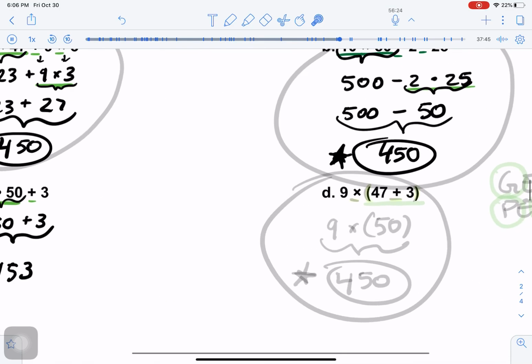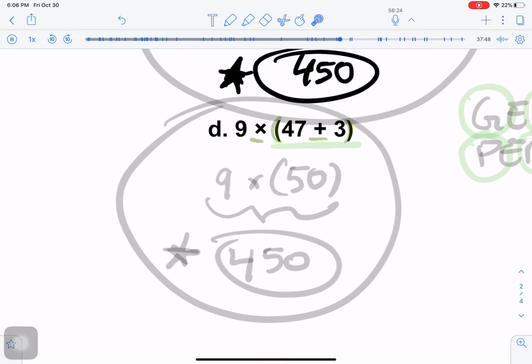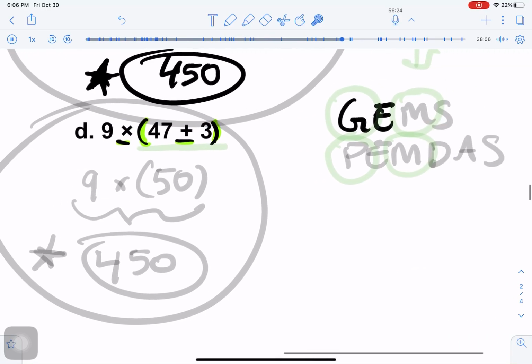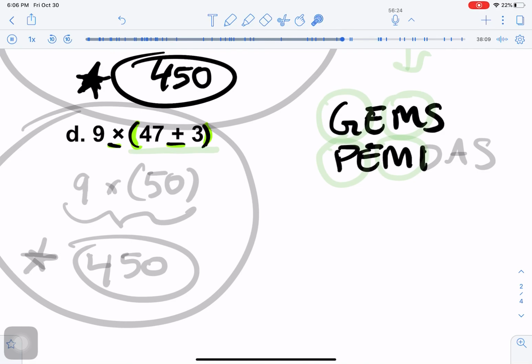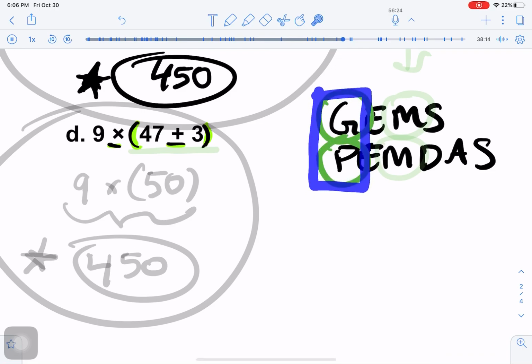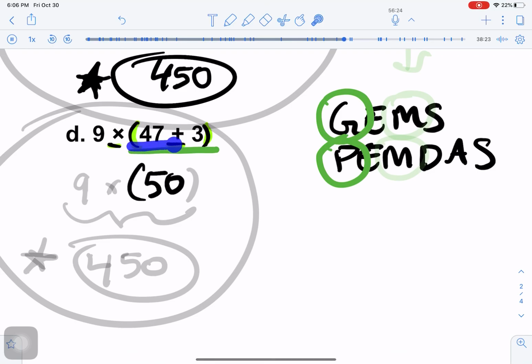Moving on to letter D, I see a new operation here. I see that there's a grouping or parentheses. I see multiplication, and I see addition. So I have the parentheses here, the addition, and the multiplication. Of these three, using GEMS or PEMDAS, I know that grouping comes first, or parentheses. So I'm going to solve for the inside of this first. I know that 47 plus 3 gives me 50. I'm going to keep my parentheses around that 50 and rewrite the rest of this.